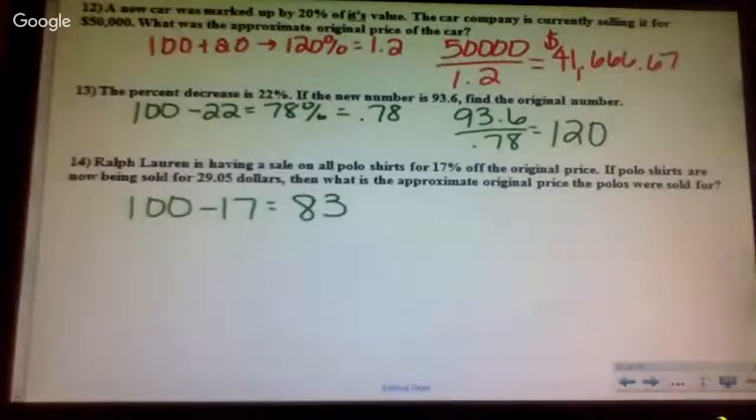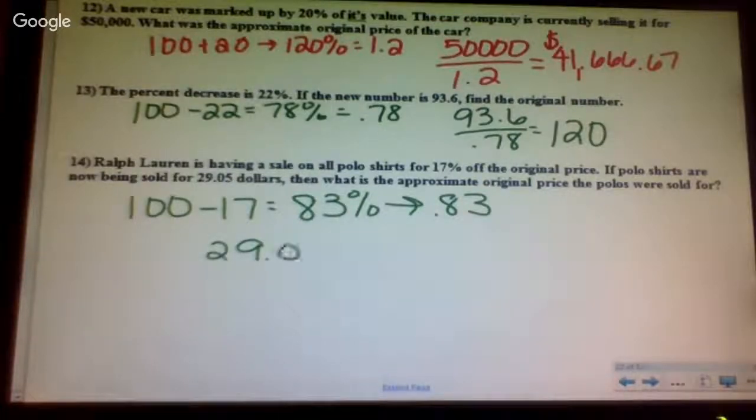Finally, the last one. That gives me 83%. As a decimal is 0.83. And again, we've been given the sale price. We need to find the original. So we must divide. How much were our Ralph Lauren shirts before the sale? $35.